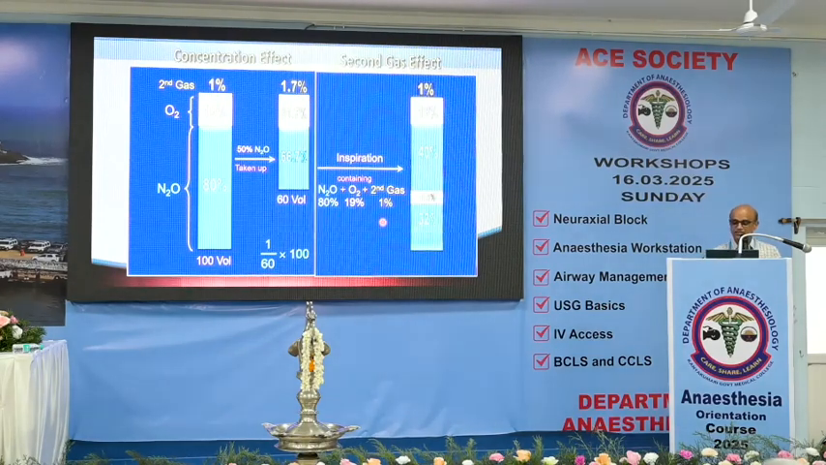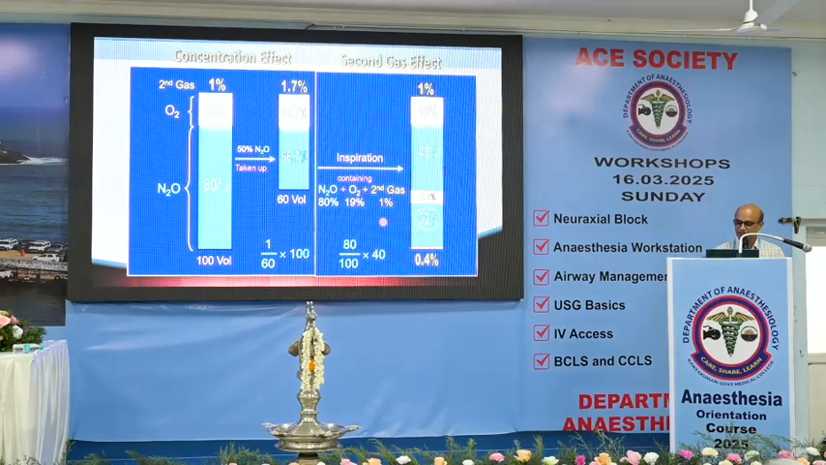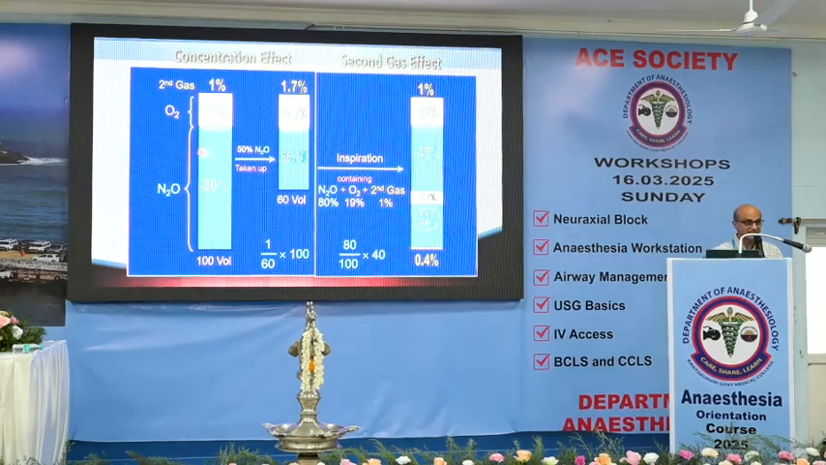So if you look at the concentrations here, this is what is going to happen. And that is the reason, because there is loss of nitrous oxide, it enhances the concentration of the sevoflurane. That is what is termed as the second gas effect. So 80% into 40, this is 32% has been lost, and your final concentration of the sevoflurane has gone up to 1.4%, which was initially 1% because of nitrous oxide, and this is called the second gas effect, right?